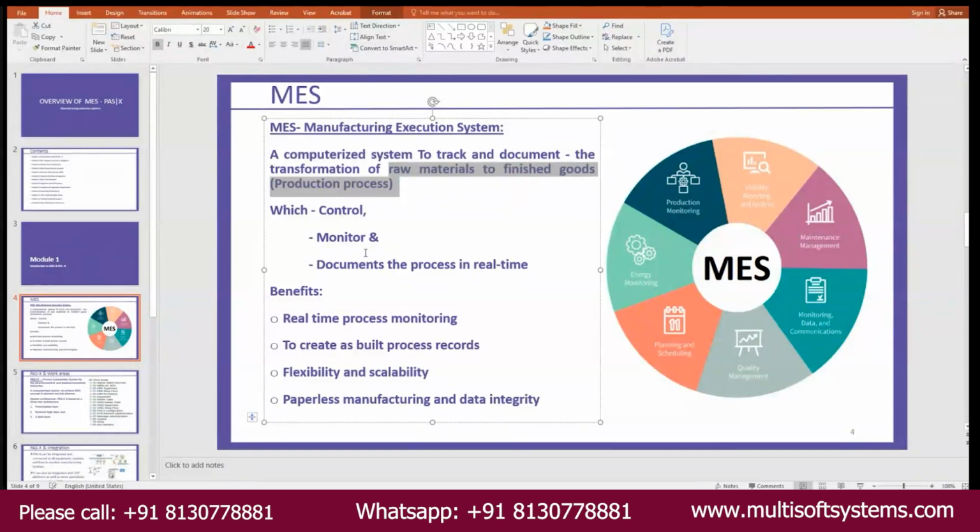So this can control the process and monitor as well as document the complete process of manufacturing from the raw materials, whether it is a steel industry or a pharma or whatever.